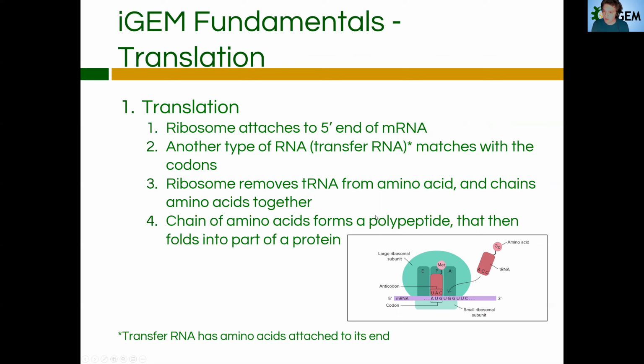A long chain of amino acids is called a polypeptide, and then these polypeptides combine together and change 3-dimensional structure, and those form proteins that do pretty much everything in our body.